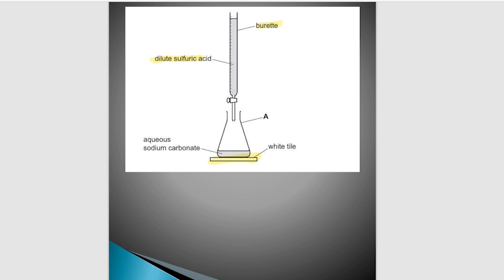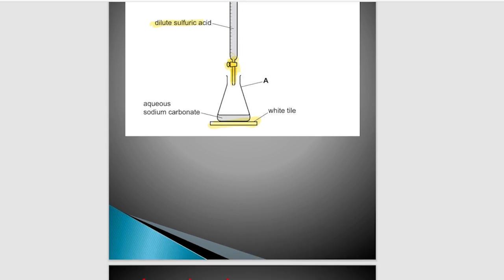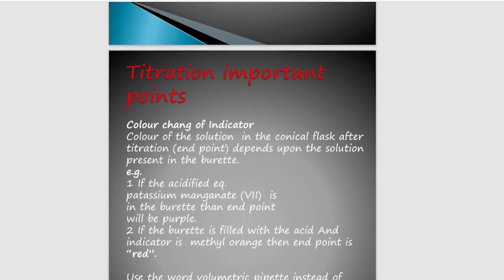When you clean the burette, wash it first with water and then pass the acid through it and level it. The acid should be filled up to this point. You have to open the tap so that the part present at the tip of the burette is also filled. It should be filled first, and then you have to start the process.